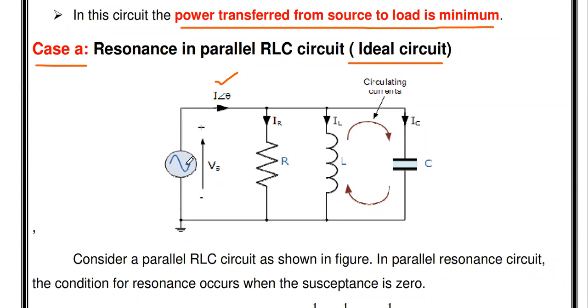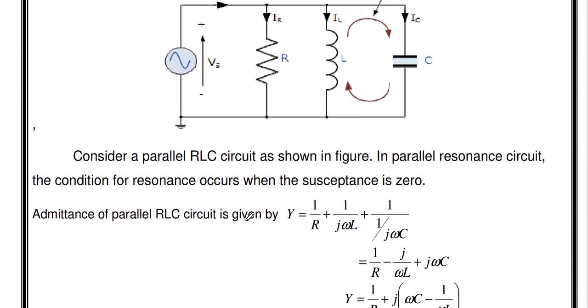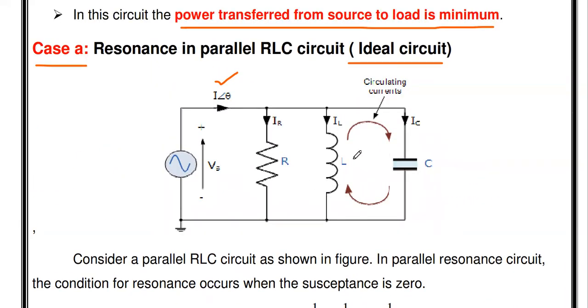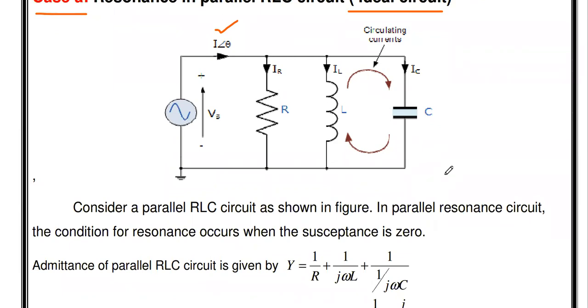The applied voltage source is in parallel with the resistor, inductor and capacitor. Since there are parallel branches, consider the current flowing through the resistor as IR, the current flowing through the inductor as IL, and the current flowing through the capacitor as IC. In this case, we are going to derive the resonant frequency. You know that at resonance, the reactance of the inductor is cancelled by the reactance of the capacitor.